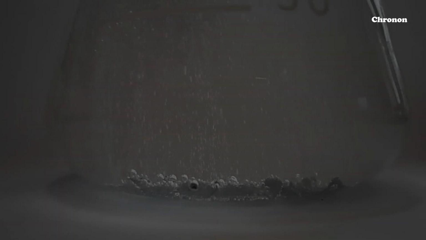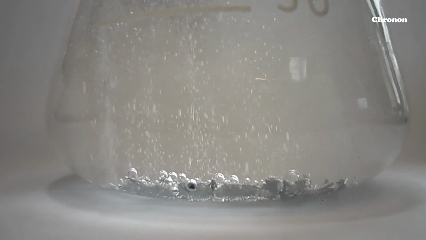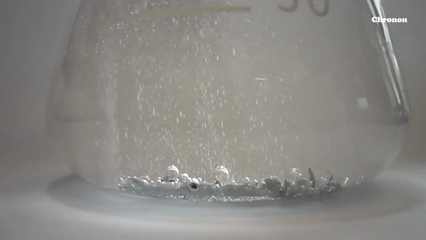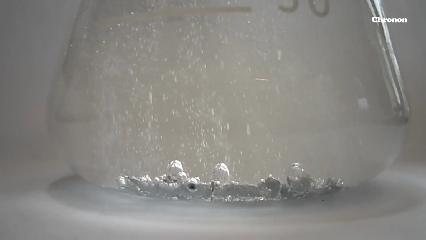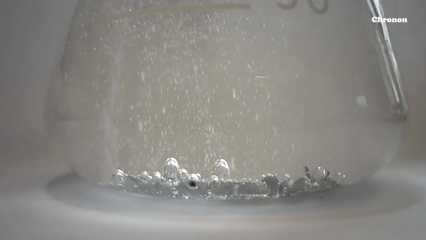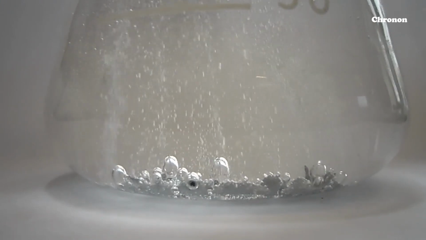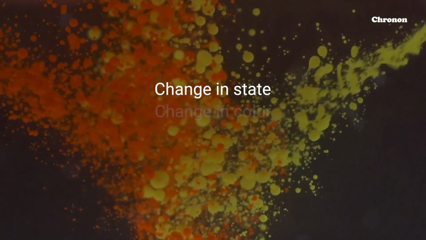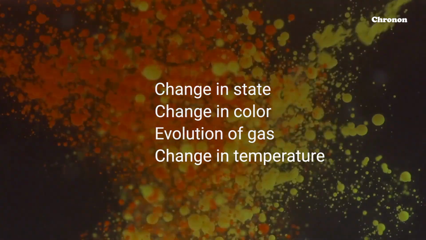A chemical reaction is a process in which atoms or molecules of one or more substances are rearranged to form new substances. Chemical reactions are all around us, from the metabolism of food in our bodies to the combustion of fuels. There are four obvious observations that help us to determine whether a chemical reaction has taken place or not. Those are change in state, change in color, evolution of gas, and change in temperature.